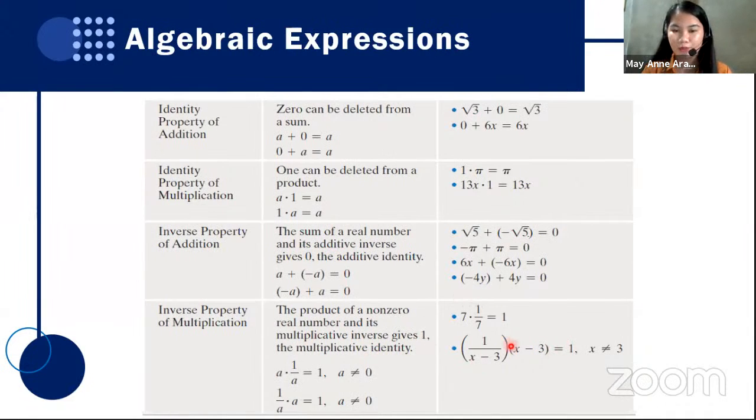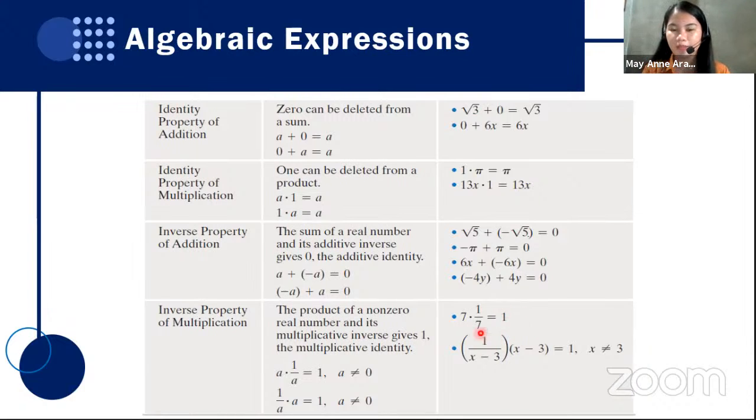Okay, for example, we have 7 times 1 over 7. So we'll just cancel this out. So 7 divided by 7 is 1. So pareho 1 yan, so equal sa 1. Yung iba ginagawang 0, no? Pero it equals 1.